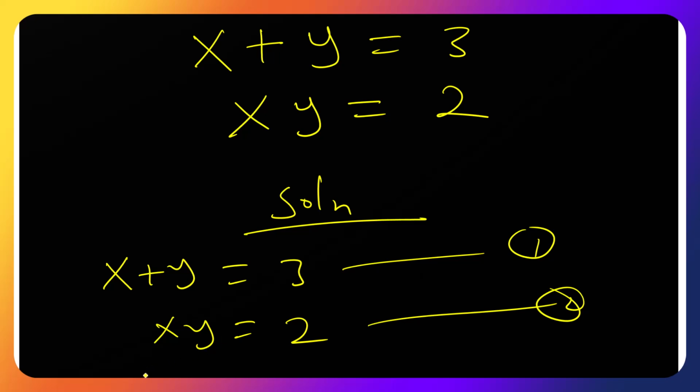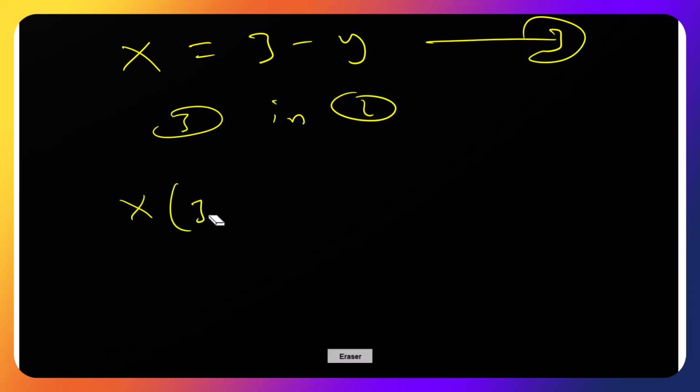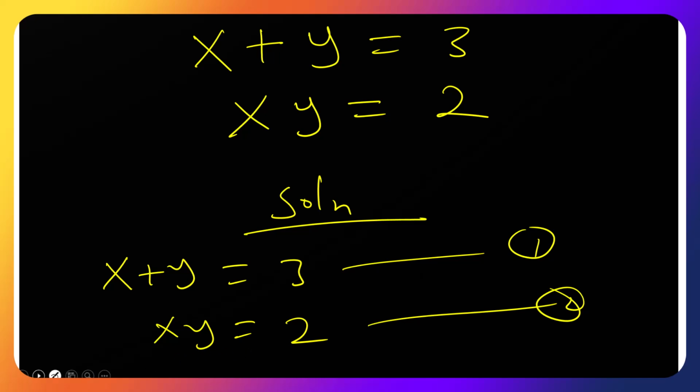Okay, so we can make x the subject from equation 1. x is the same as what? 3 minus y. So let's put 3 and 2. So x times y, we have 3 minus y times y equals 2.